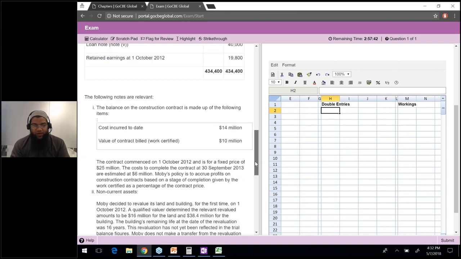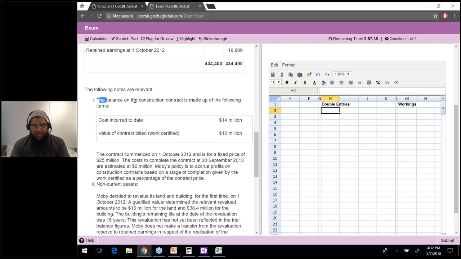The question says that the following notes are relevant. The balance on the construction contract is made up of the following items. Cost incurred to date is $14 million. Value of contract billed, which means work certified, is $10 million. So we have incurred a cost of 14 and we have billed the customer of $10 million.